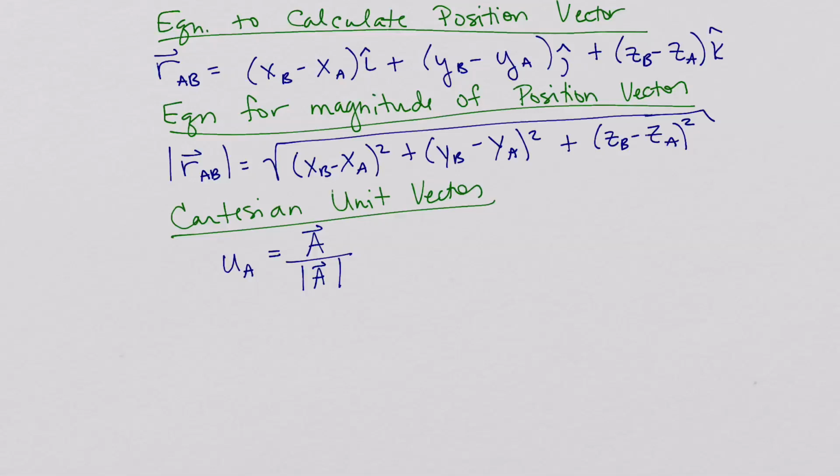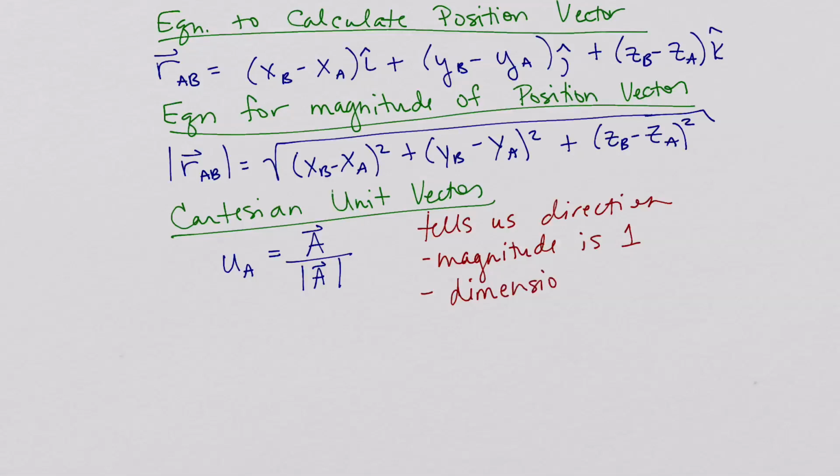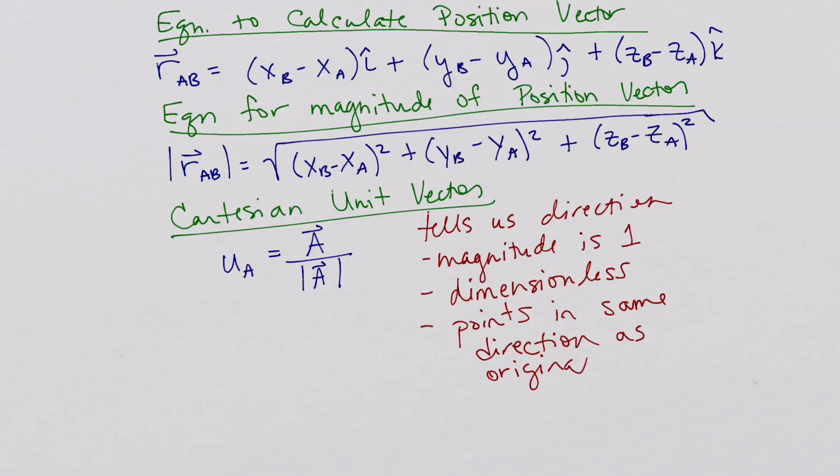So the magnitude is 1, dimensionless, and points in the same direction as the original vector A. So that just tells us direction.